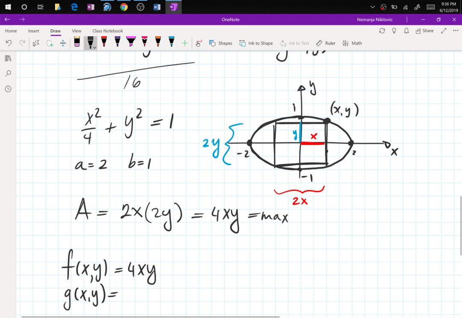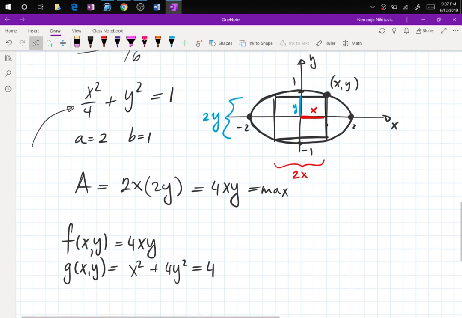Now I can use the simpler form over here. Multiply everything by 4, so it's x squared plus 4y squared equals 4. We can use the simpler version. It's okay. Great. So that's an ellipse. And this is the rectangle.